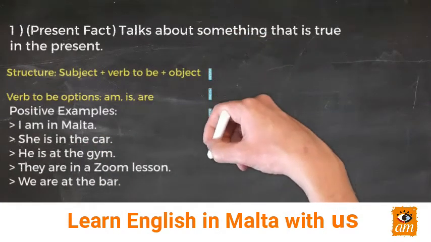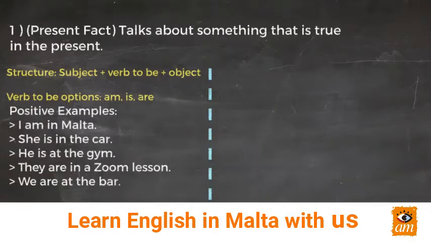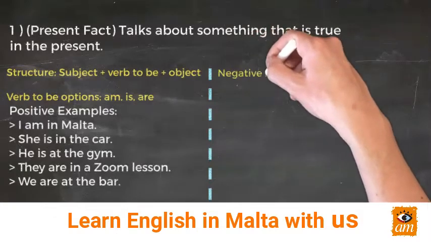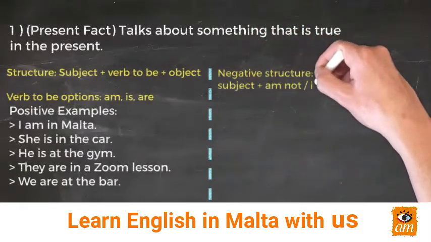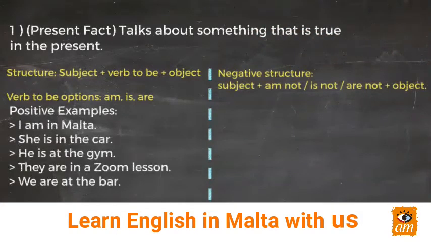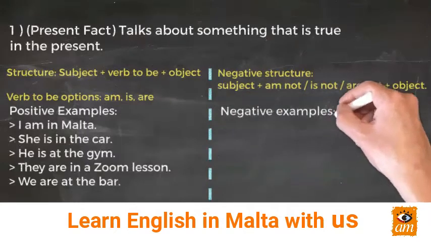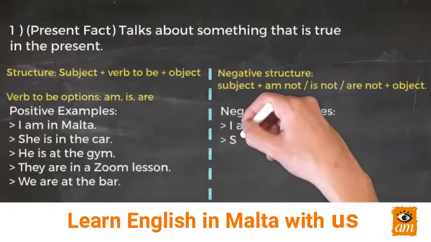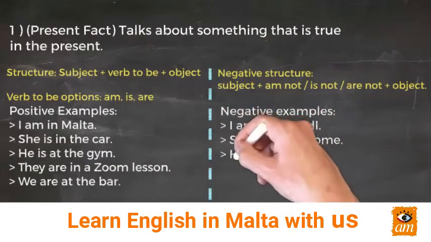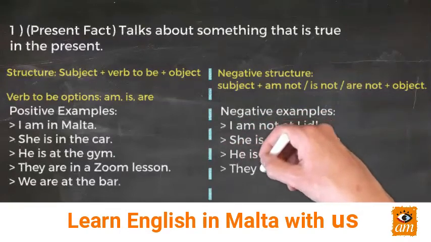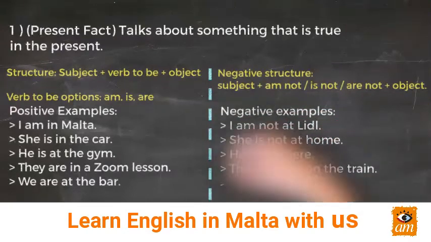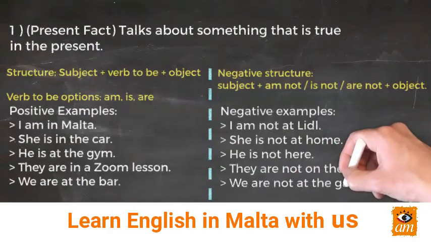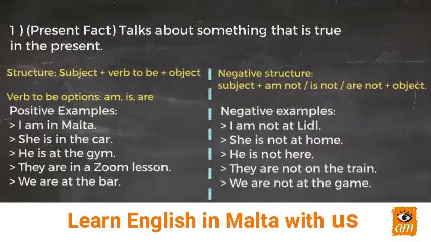Now, if we look at negative examples, we can see that we need to do the following. Subject plus am not, is not, are not, plus object. So those are your options. We can say, I am not at Lidl, she is not at home, he is not here, they are not on the train, we are not at the game.